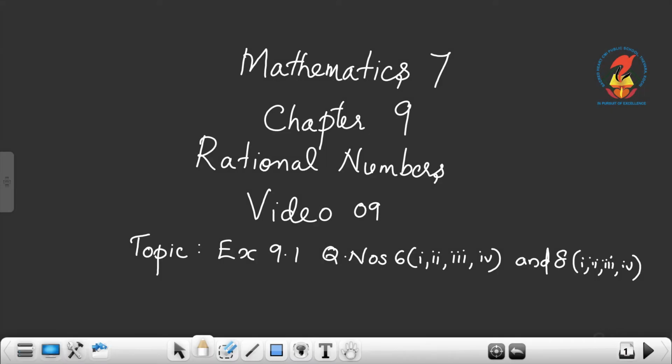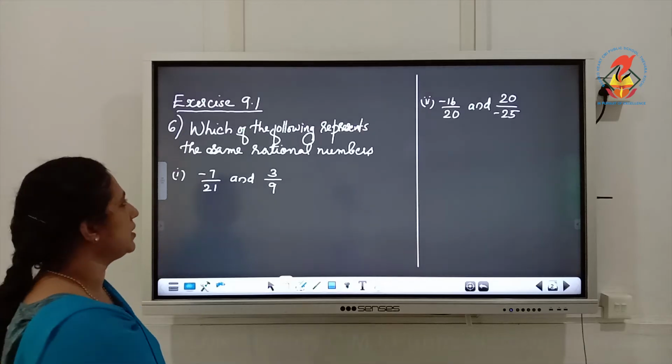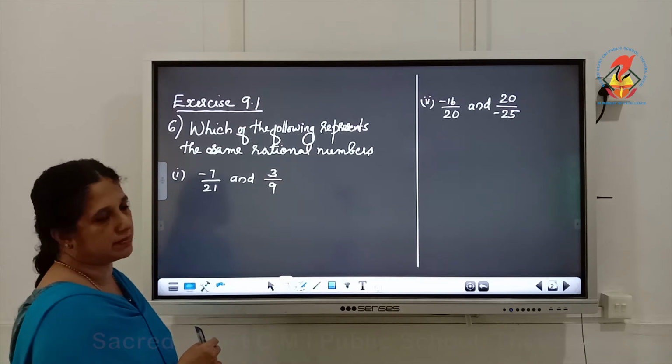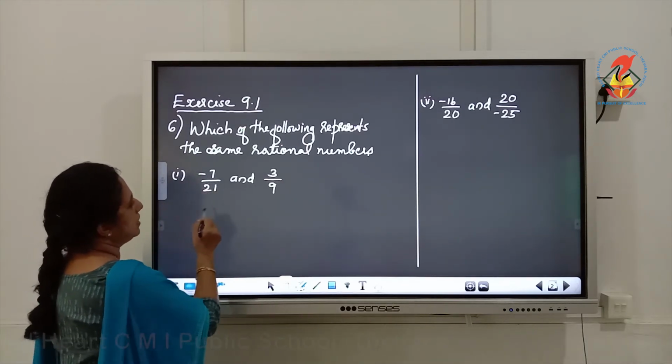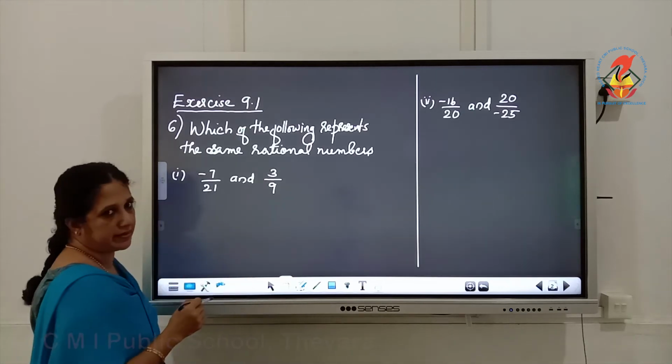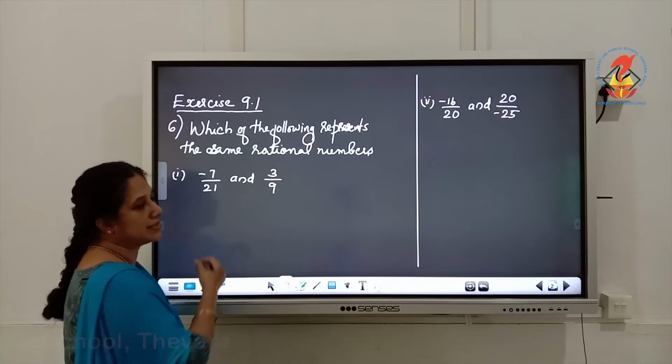We continue with exercise 9.1. Question number 6. Which of the following represents the same rational number? First one, negative 7 by 21 and 3 by 9. Whether they represent the same rational number.